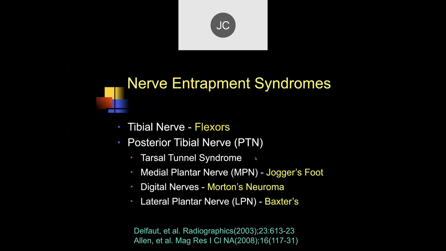If we talk about other areas where you can have nerve entrapment problems, you can have the tibial nerve, which if you get involvement of the tibial nerve, you have problems with the flexors rather than the extensors, which I've found to be a very uncommon presentation for an MR examination. And then there's the posterior tibial nerve, and farther down, you can produce a tarsal tunnel syndrome, which is a much more common problem to be evaluated by MR. The medial plantar nerve or jogger's foot, digital nerves or Morton's neuromas, which is a common problem that we use MR to evaluate, and then Baxter's neuropathy that we will talk about.